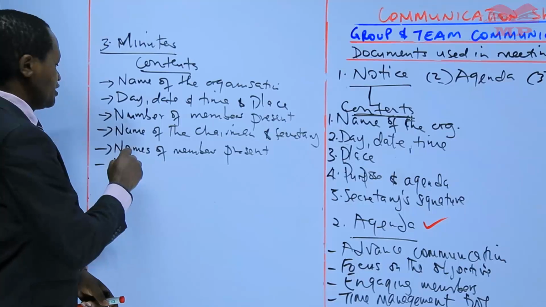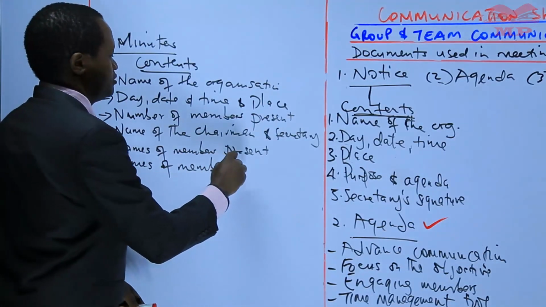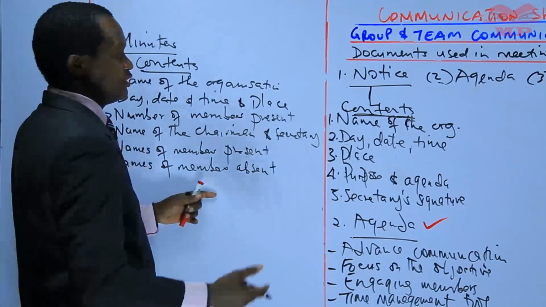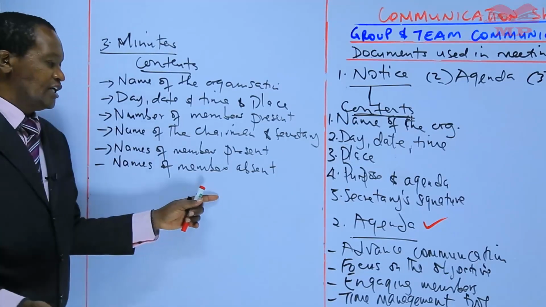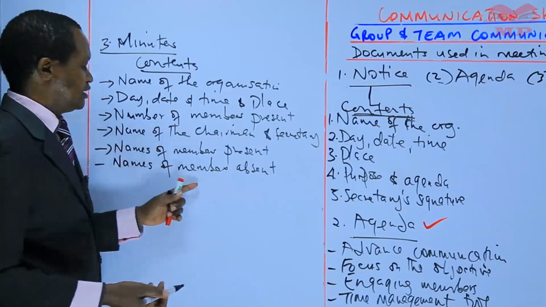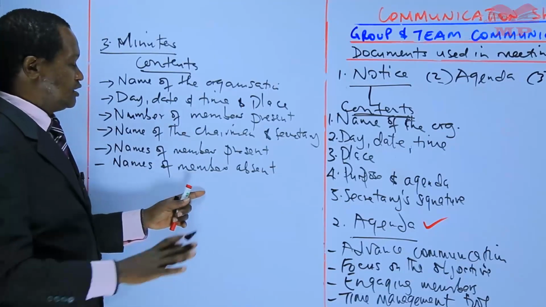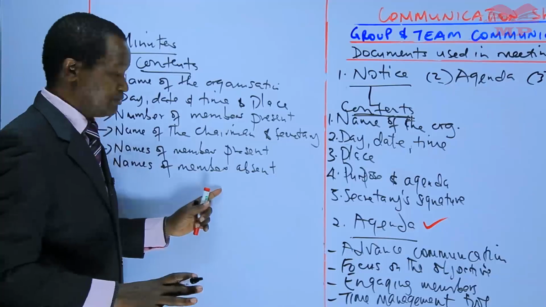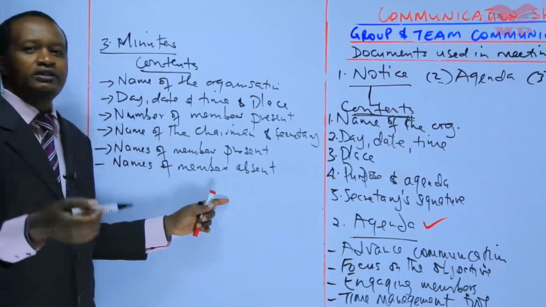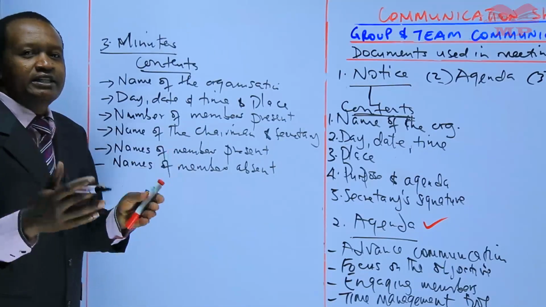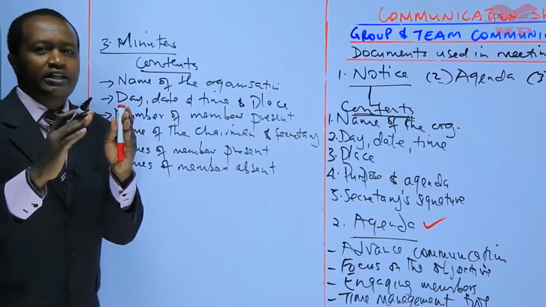The names of members absent. For example, if it's a committee of, say, 12 members or 11 members, and only 9 members were present, the committee members should be distinguished. There should be a distinction between those who attended the meeting and those who did not attend. Names of members present at the meeting, and also the names of members absent during the meeting.